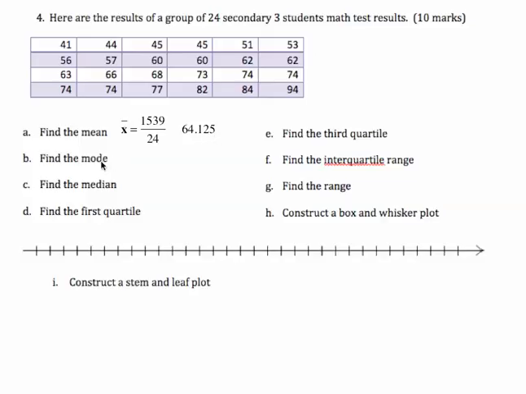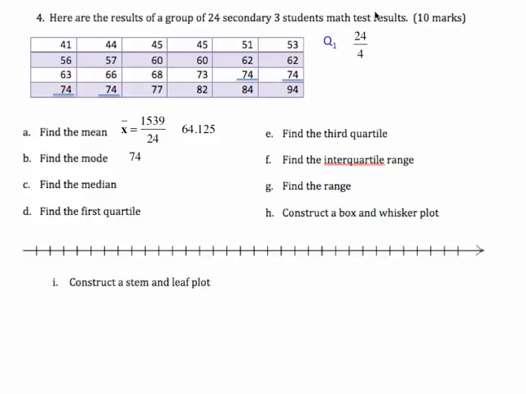The mode is the most frequent number. The most frequent number is 74. There are 4 of those, and so the mode is 74. The median, so we're being asked to find the median, the first quartile, and the third quartile. The median is really the second quartile, so I'm going to just do the quartiles here.